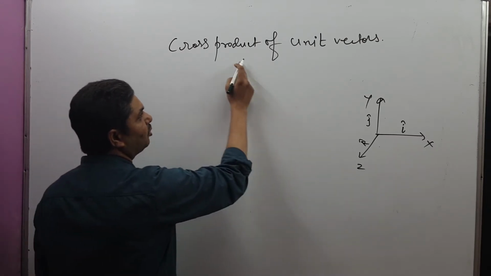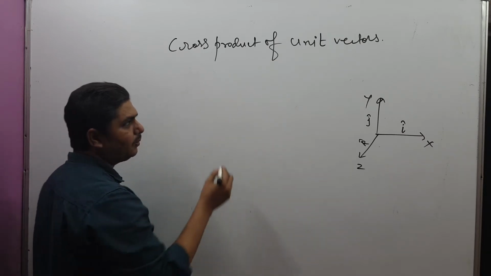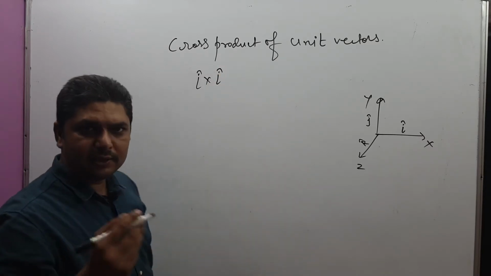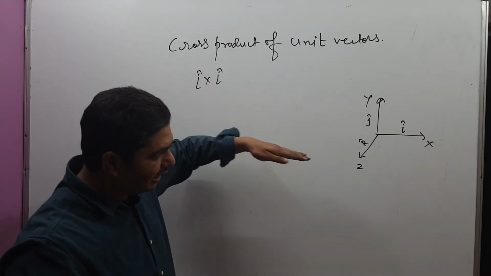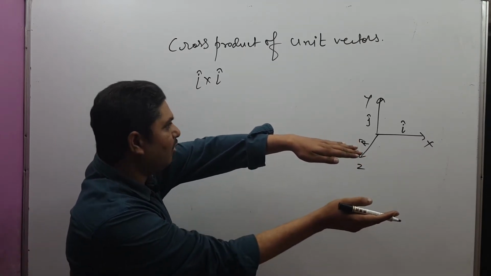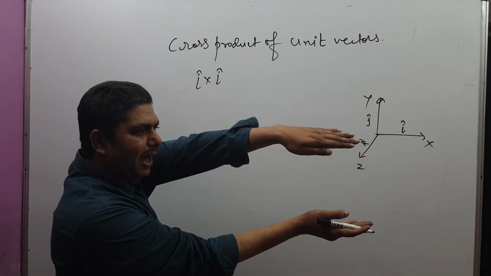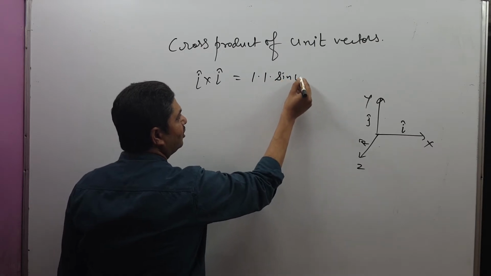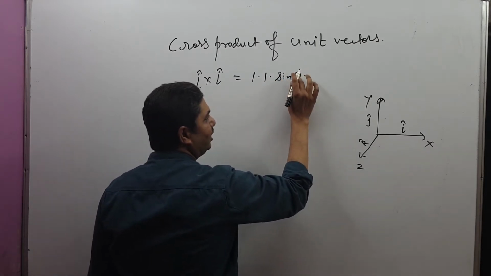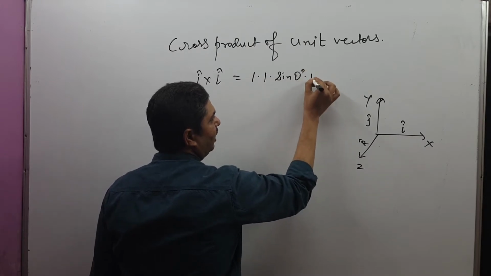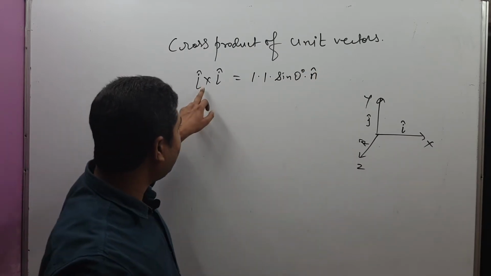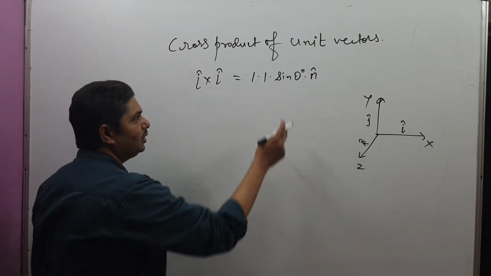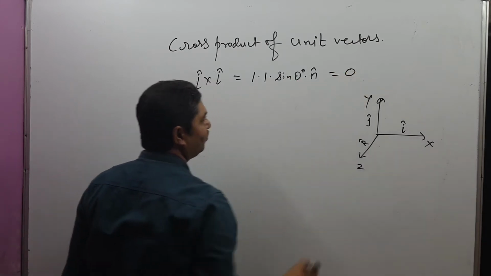Now we have to learn cross product of unit vectors. In this topic, first of all we take i cross i. i cross i is the vector along same direction because i is along x direction, second i is also along x direction. So these two i's are parallel to each other. So this is equal to 1 into sin 0 degree into n cap. Why sin 0 degree? Because i cap and i cap are parallel to each other and the angle between them is 0 degree. So sin 0 is 0, so you get 0.